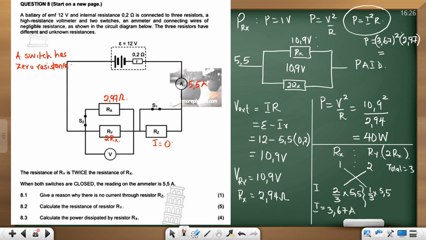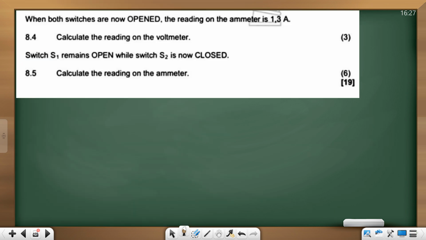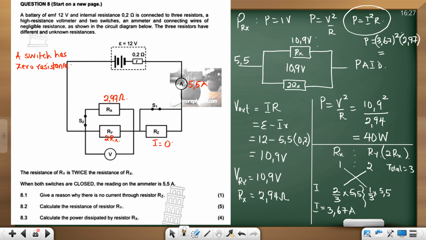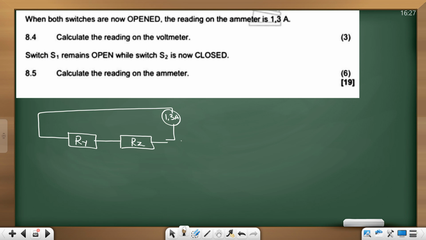All right, thank you. Rx is no longer in operation. We only have Ry and Rz. Good. Now we can work. Interpretation is very important. So we have Ry, Rz. We are told the ammeter reading is 1.3 amps. Calculate the reading on the voltmeter. Now, when they say the voltmeter, look at the voltmeter there, V. Calculate the reading on the voltmeter.